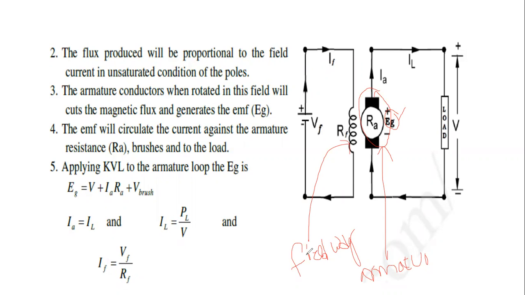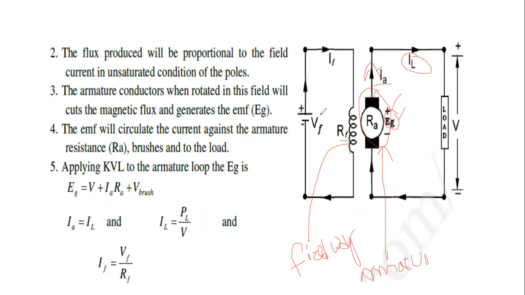Okay, that will be produced by the field winding. Then the EMF EG is generated. Due to that generated EMF, the armature current IA is produced. This current is flowing through the load, and it will be named as the IL.